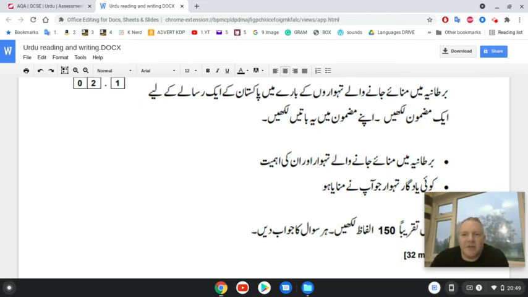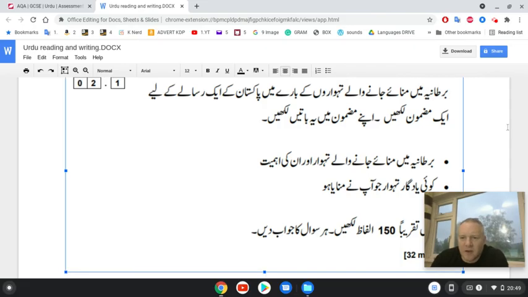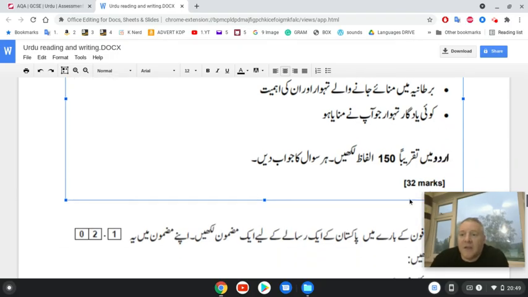Okay, so this is about festivals. So Manaye is celebrated. So which festivals are celebrated in Britain? So this is for 32 marks. So this is much more important now. So you've got to do 150 words. Again, you've got to elaborate on it.